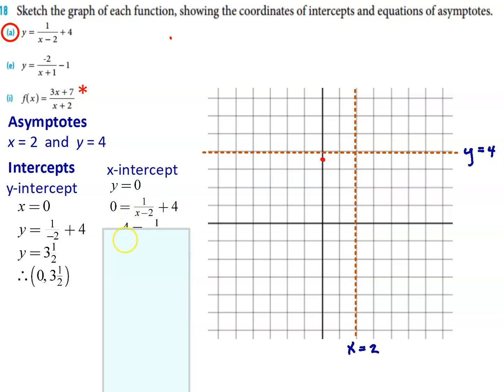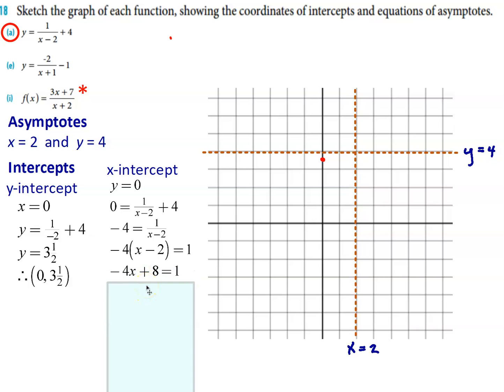So step 1, subtract 4 from both sides, which gives you that. To get the x out of the denominator, multiply both sides by x take 2. And that gives us negative 4 times x take 2 on the left. And all that's left on the right is just a 1. Next step is to expand the brackets. So that gives us negative 4x, and negative 4 times negative 2 is plus 8. We're almost there. Subtract 8 from both sides, and that gives us negative 7 on the right-hand side. And the last step is to just divide both sides by negative 4.